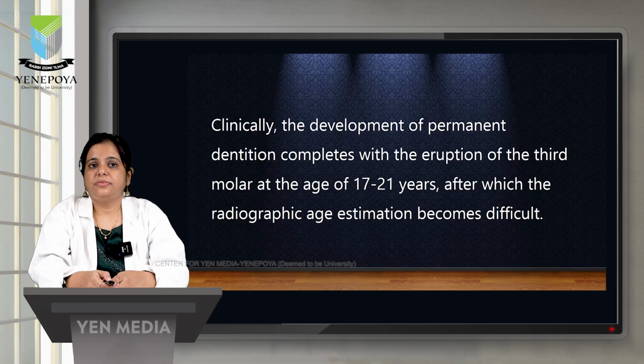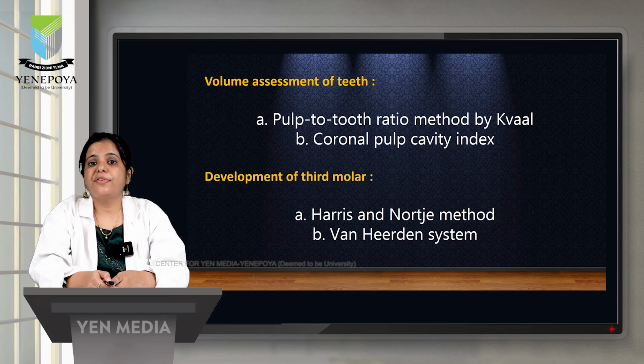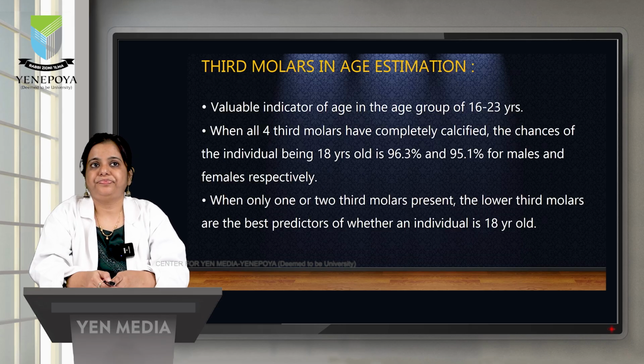Age estimation in old. Clinically, the development of permanent dentition completes with the eruption of the third molar at the age of 17 to 21 years, after which the radiographic age estimation methods become difficult. In this, we have 2 important methods. One is by assessing the volume of the teeth, and secondly by assessing the development of the third molars. In assessing the volume of the teeth, we have the pulp to tooth ratio method given by Kvaal and the coronal pulp cavity index. Whereas in development of third molars, 2 methods are used, that is Harris and Nortje method and Van Heerden system, and also Olze's method.